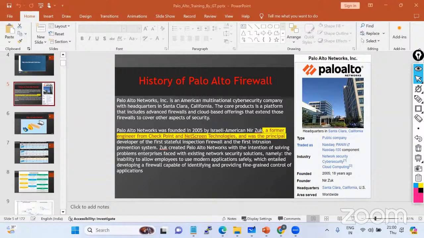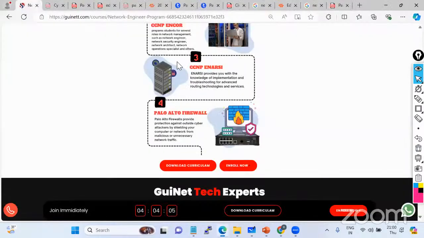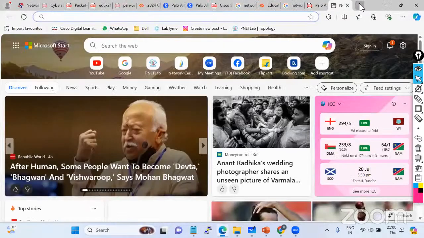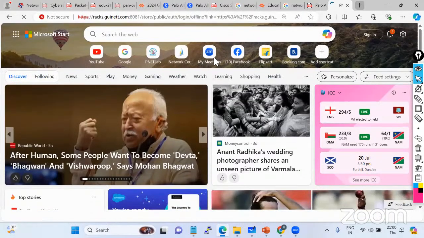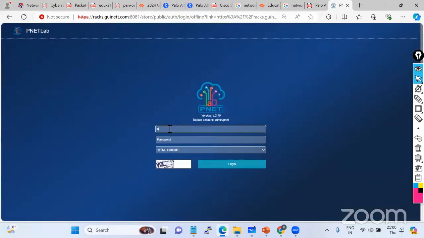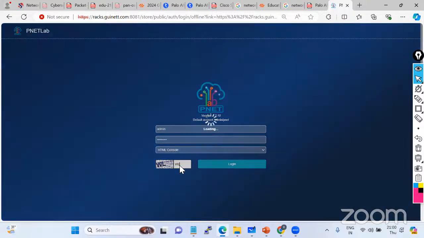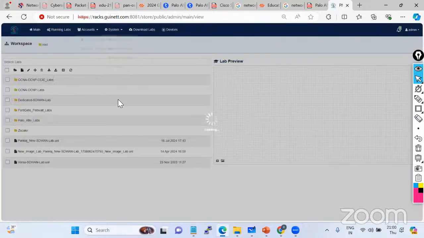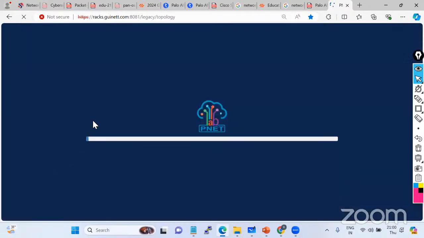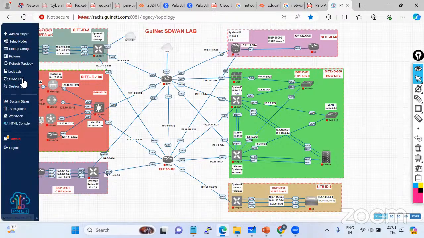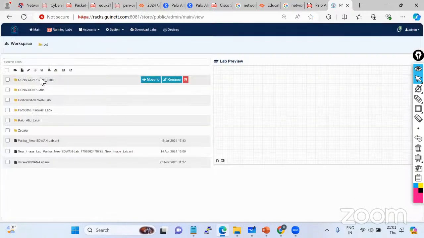Here you're also going to get hands-on labs. Labs are going to be available 24/7. You just have to access the links and you're going to access the labs. So let me show you. These labs can be accessed from any machine, from any IP address. This is for the SD-WAN lab. So let me show the Palo Alto labs.